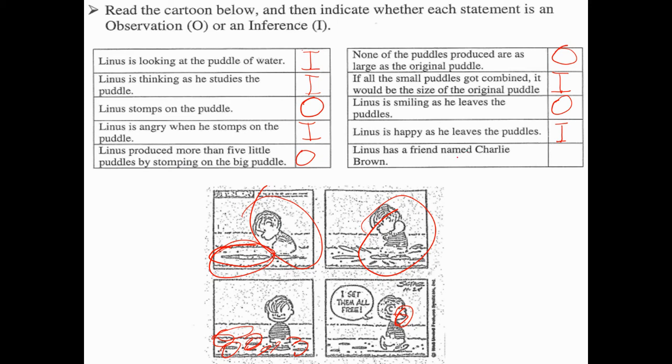Linus is a friend named Charlie Brown. Well, this here, I suppose it depends. If you read a lot of Charlie Brown comics, you could say it's an observation. In this case, we don't see Linus with Charlie Brown, so we're going to say it's an inference because we're just inferring this is the Linus from the Charlie Brown comics, even though it's all over the place.